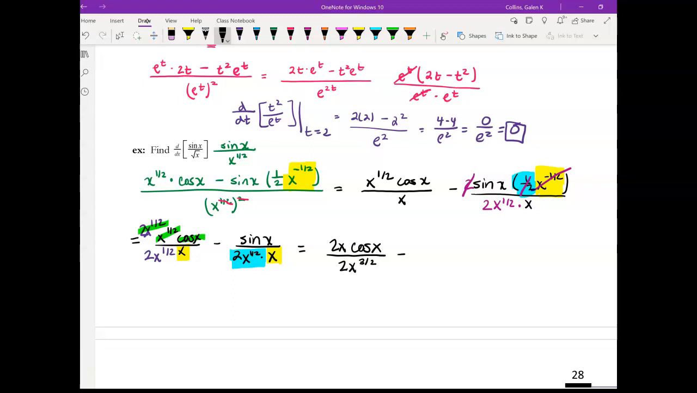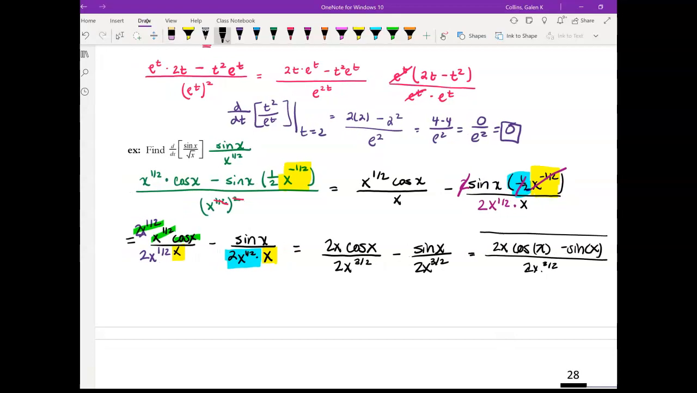And then my other fraction is now just the sine of x over 2x to the 3/2 power. So my final derivative in the form that we need to get comfortable with is 2x cosine of x minus the sine of x, all of that over 2x to the 3/2 power.